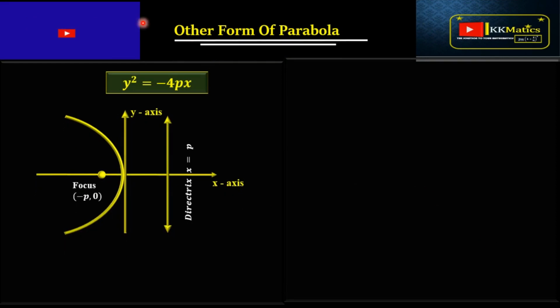Now, we also consider y squared equal to minus 4px. In this case, we notice that our curve is facing the negative side of the x-axis. So, since it's facing there, we have our focus at minus p, that is, the x coordinate is minus p. You notice that the points on this part of the x-axis are all negative. That's why we have minus p here. And we know that the y coordinate is 0.